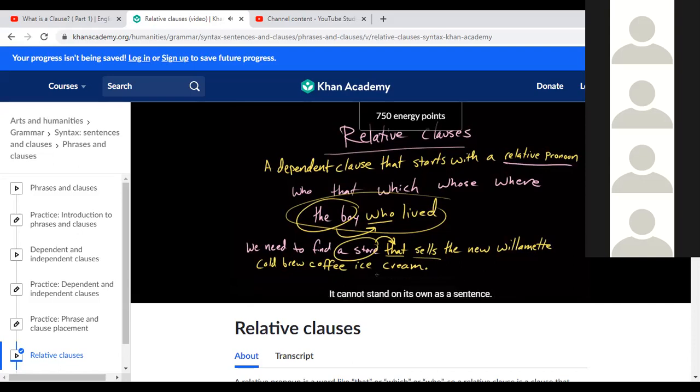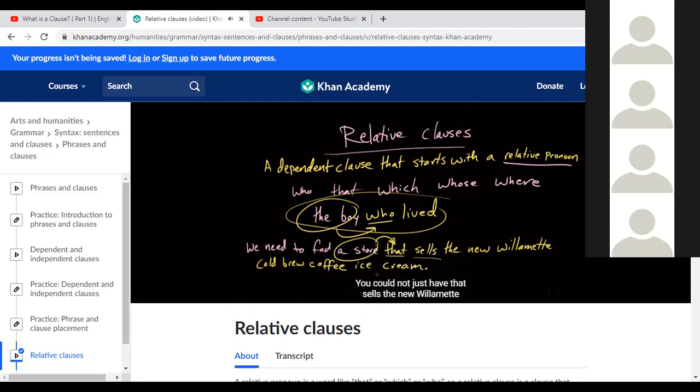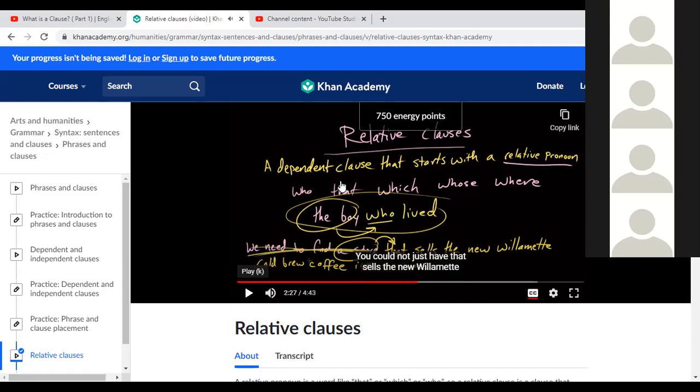It cannot stand on its own as a sentence. You could not just have that sells the new. So what did he say? It's a relative clause. Yalla, who wants to answer? Yes, great job. It can't stand alone. It can't stand on its own as a sentence. The relative clause can't stand on its own. Okay? It's not a full sentence, like in Arabic. Okay?